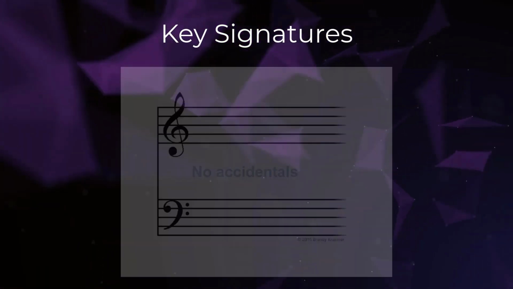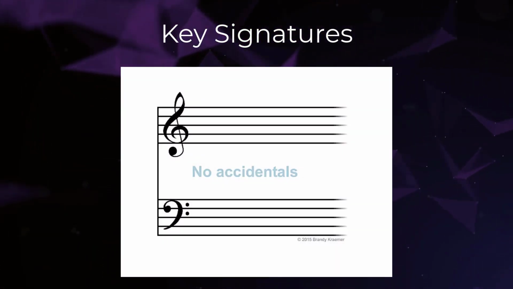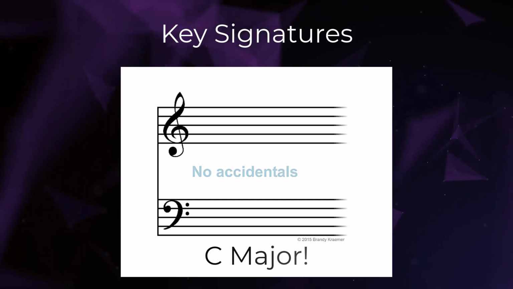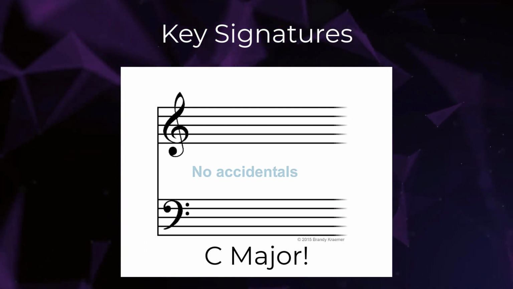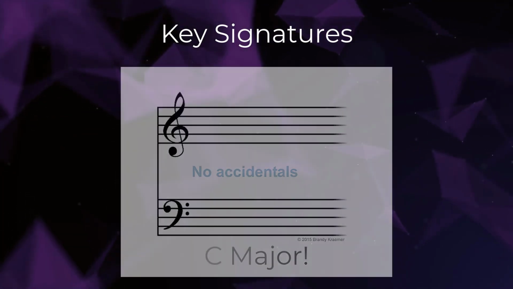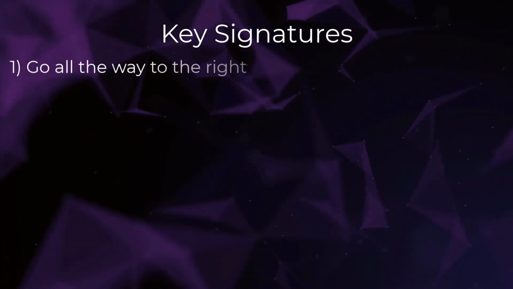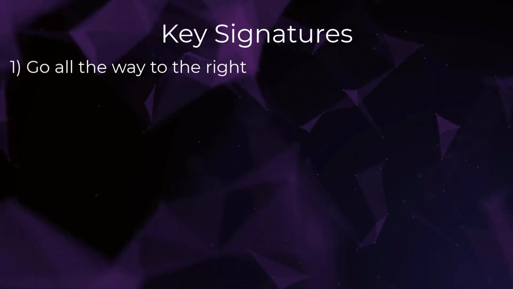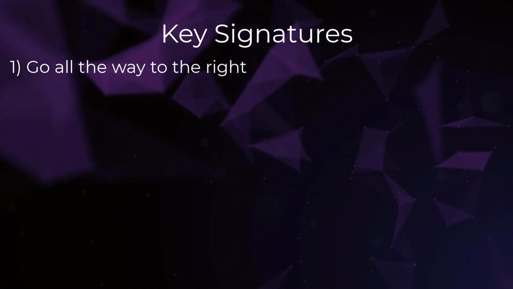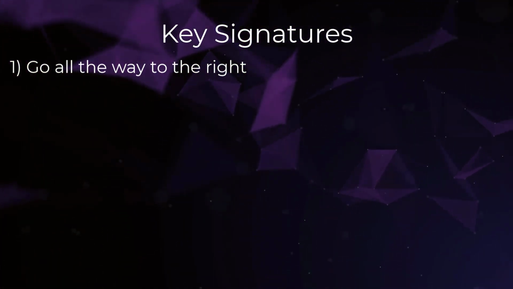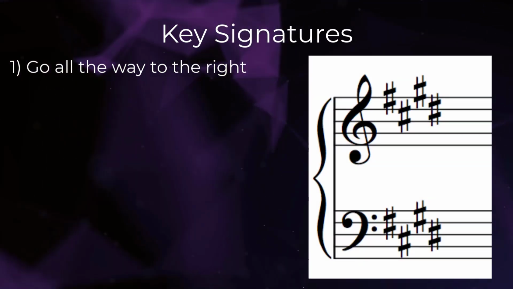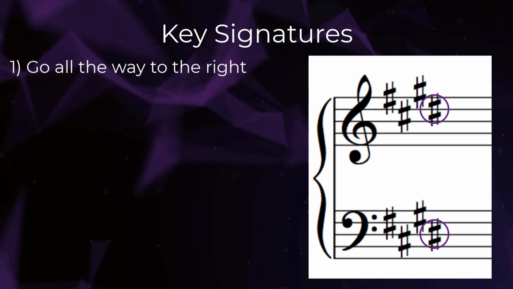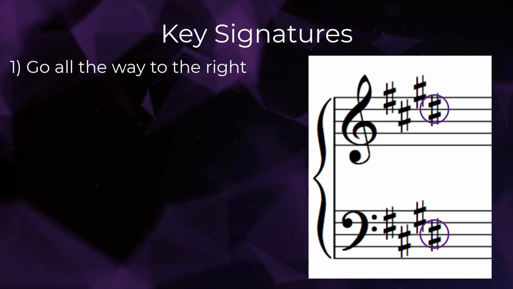So, for a staff looking like this, with no flats or sharps, we are in C major. To discern all other key signatures, follow these steps. First, go all the way to the right in the key signature, so you are looking for the rightmost symbol in that key signature. Here we have 4 symbols, so we go to this one here. Way to go! 1 step down.